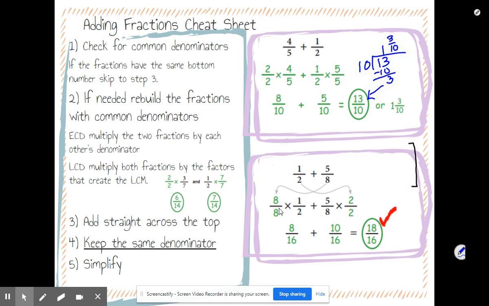Right? 1 3/10. Got it? So let's look at another example. It says 1/2 plus 5/8. Do we have common denominators?